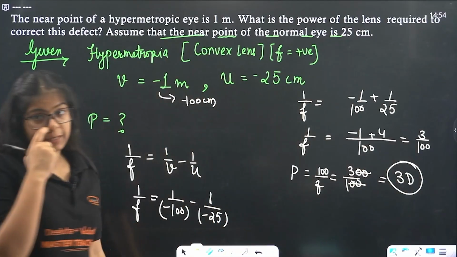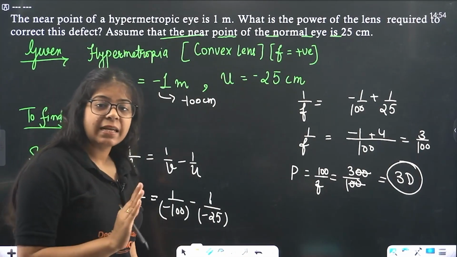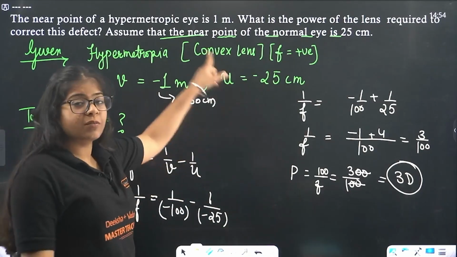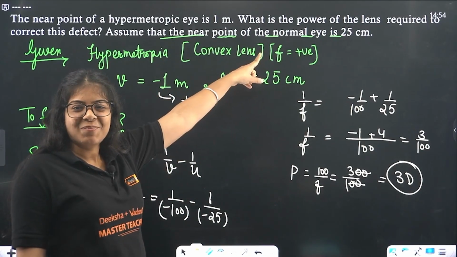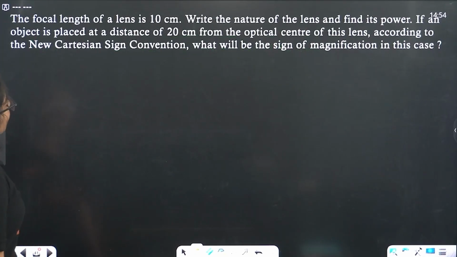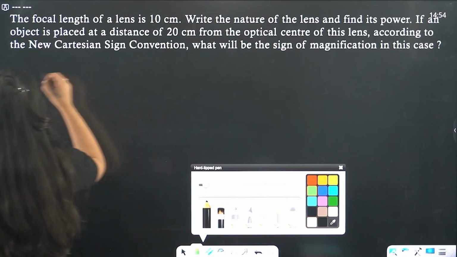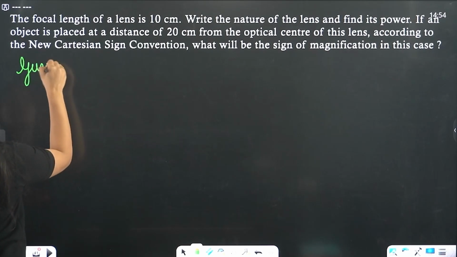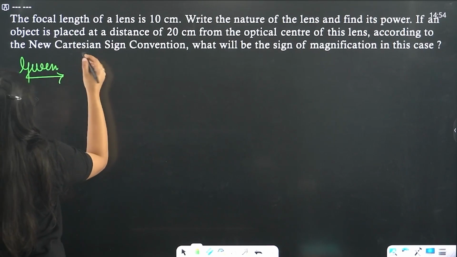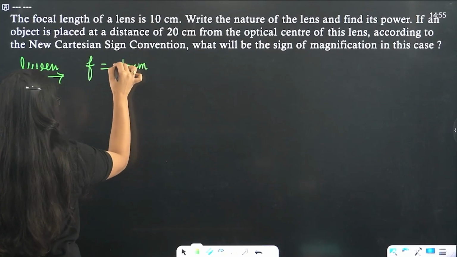Your final answer. Done? Power will be 3 diopter. Focal length is positive. Convex lens focal length is positive. Okay, great. Next question. The focal length of a lens is 10 centimeter. Now this is positive given.